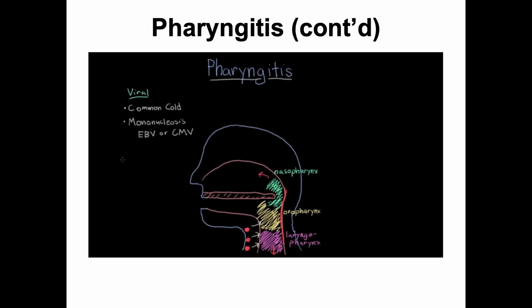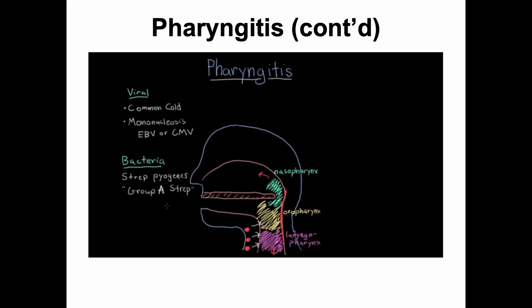So viruses are a common cause of pharyngitis, but there's also bacteria. The most common bacteria in pharyngitis is known as Streptococcus pyogenes. This is also commonly referred to as group A strep, A being the specific type of Streptococcus. So there's group B, group C. Group A strep is specifically Streptococcus pyogenes. And even more commonly, this is called strep throat.